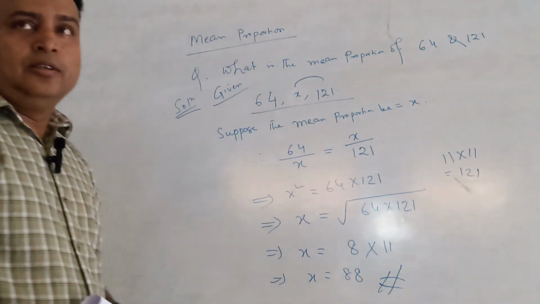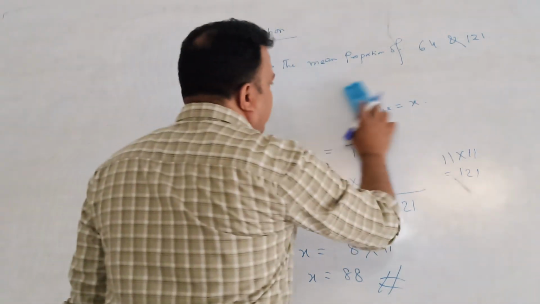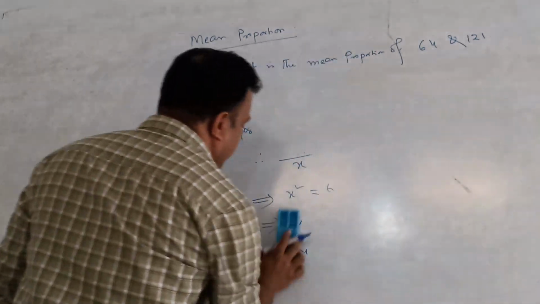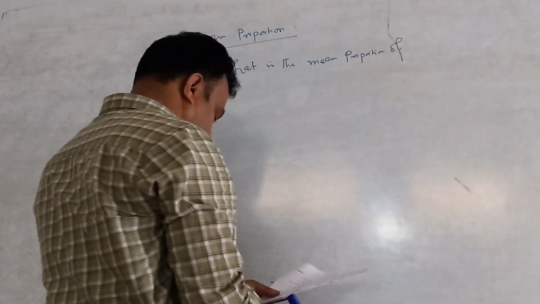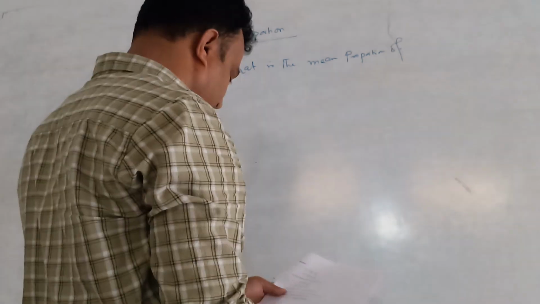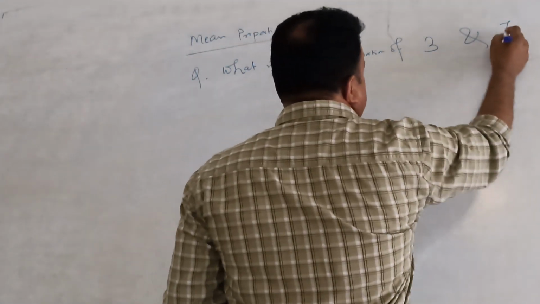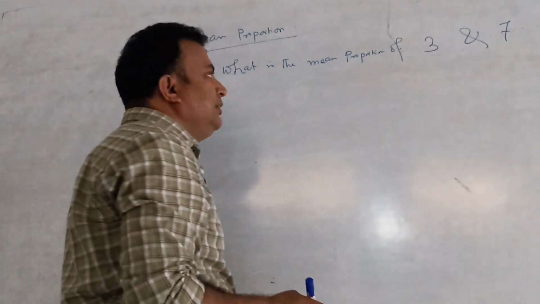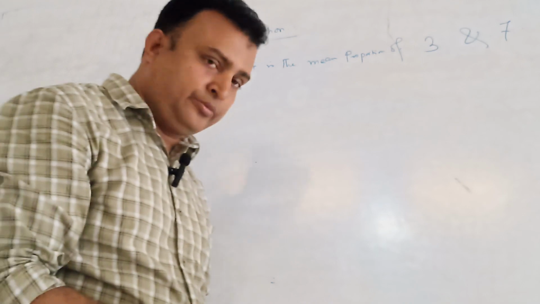Similarly, one is homework for you. Find out the mean proportion of 3 and 7. You can do it at your home. It is homework for you.